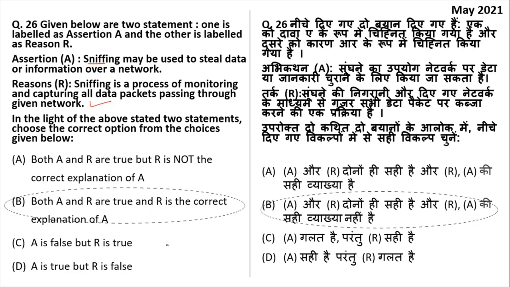You might have also heard of the term phishing. Phishing is also an important computer term. It means deliberately there are sites which want you to write your personal information so that they can misuse it. So that is phishing. But sniffing is when some data is going on over the network, and to steal that data, that is called sniffing.